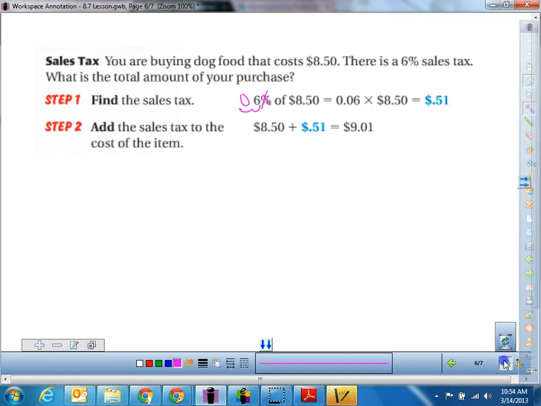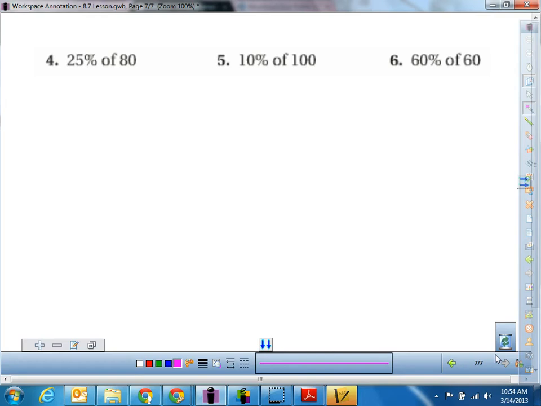So last but not least, I've got a couple that I want you to go ahead and try out in your notes, and we'll talk about them in class tomorrow. You're finding 25% of 80, 10% of 100, and 60% of 60. So remember your steps. I hope you have those written down, how you find the percent of a number, and we'll see you in class tomorrow.